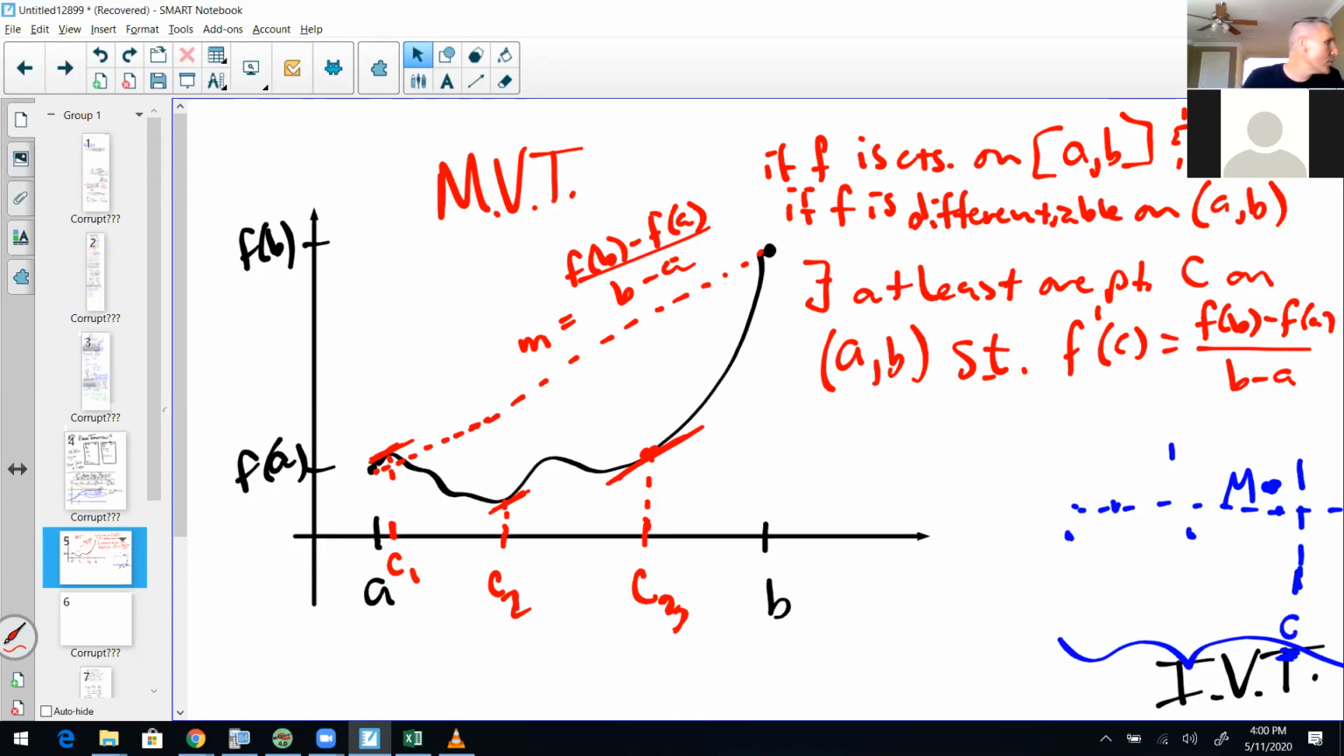Do you see that though? Lizzie, do you see that where the slope of the tangent line is equal to the slope of the secant line?